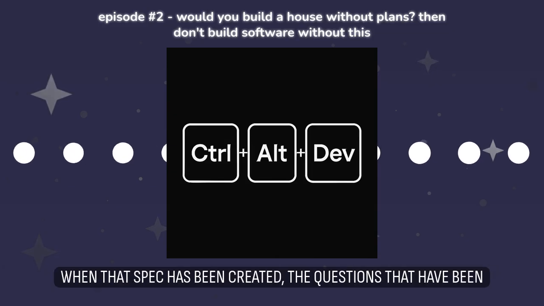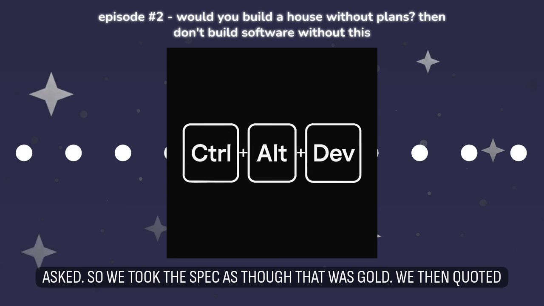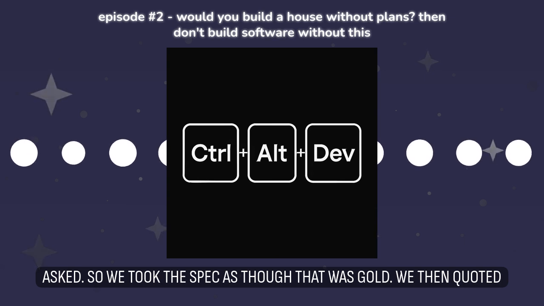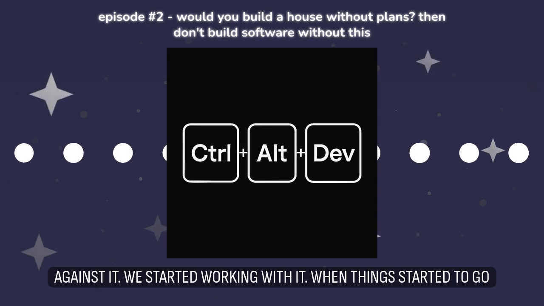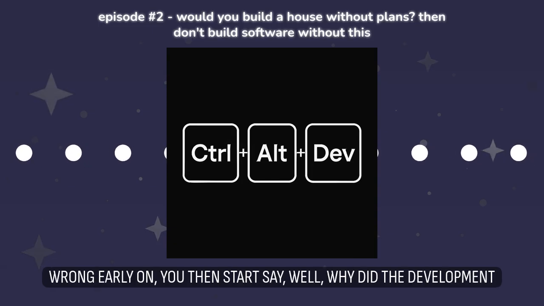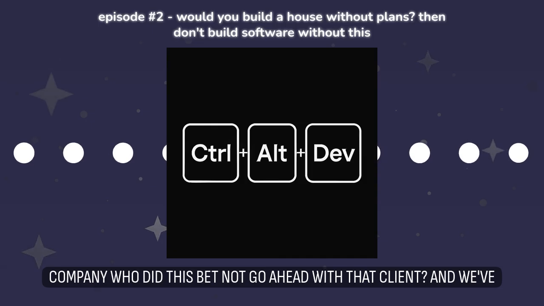And we don't know when that spec has been created, the questions that have been asked. So we took the spec as though that was gold. We then quoted against it. We started working with it. When things started to go wrong early on, you then start to say, well, why did the development company who did this spec not go ahead with that client?